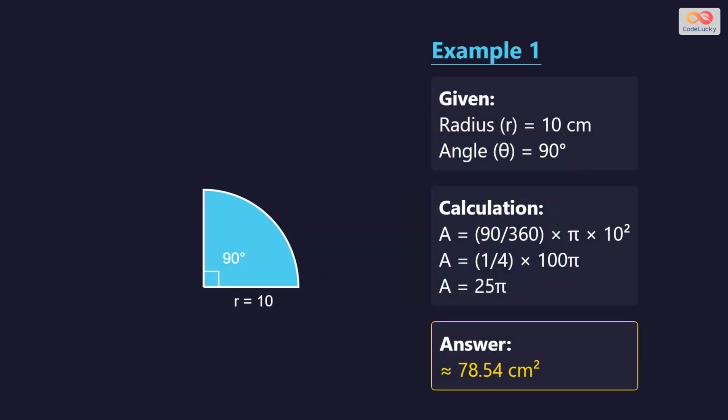Let's try an example with numbers. Suppose we have a sector with a radius of 10 centimeters and a central angle of 90 degrees. We plug these into our formula. 90 divided by 360 simplifies to 1/4. 10 squared is 100, so we have 1/4 times 100 pi, which equals 25 pi. That is approximately 78.54 square centimeters.